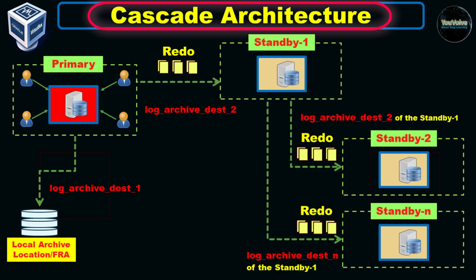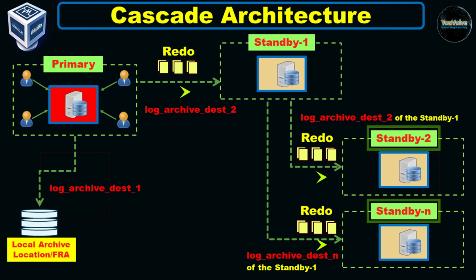Cascade. In this configuration, a standby database receives its redo data from another standby database instead of receiving it directly from the primary database. This is mostly implemented when the standbys are configured over a WAN. This configuration reduces the overhead associated with performing redo transport from a primary database and reduces the traffic in the network. However, this may increase the role transition time with a risk of data loss.